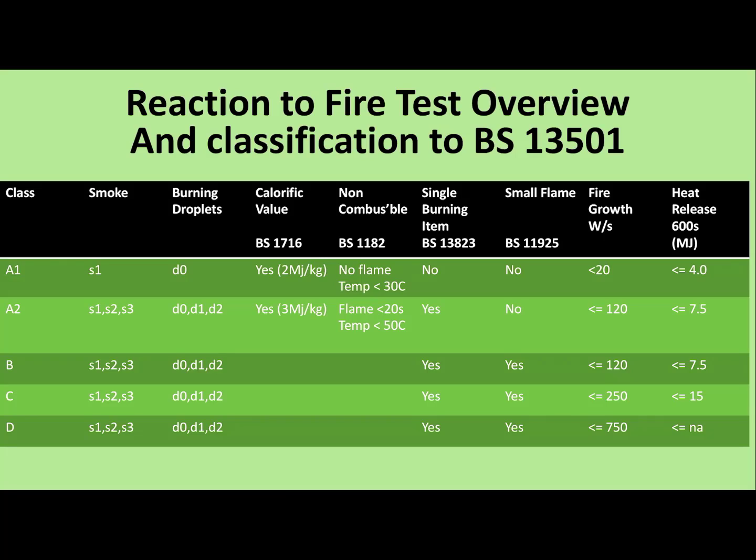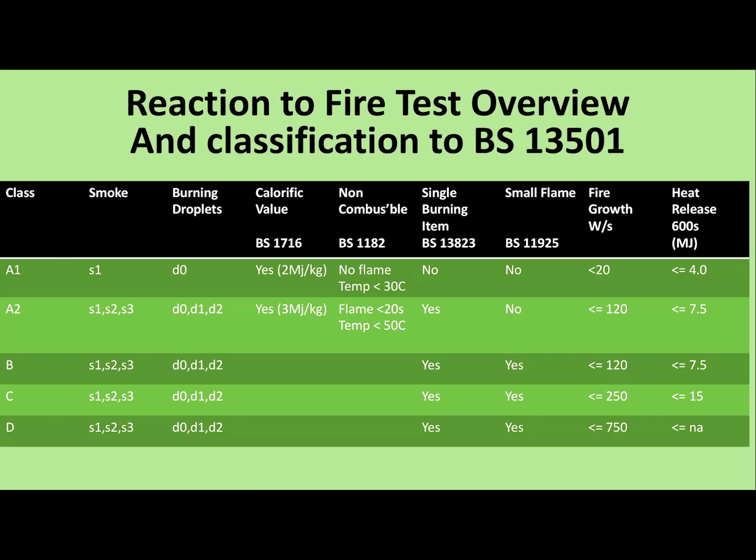Fire growth rate for A1 has got to be less than 20 watts per second. For A2 and B, it is less than 120 watts per second. If you notice, A2 and B, both the fire aspects, both the heat produced and the fire growth, are identical. The only thing that sets those two apart is that the A2 must go and do the non-combustible and the calorific value test. But to get through the SBI test, they're looking at exactly the same values.